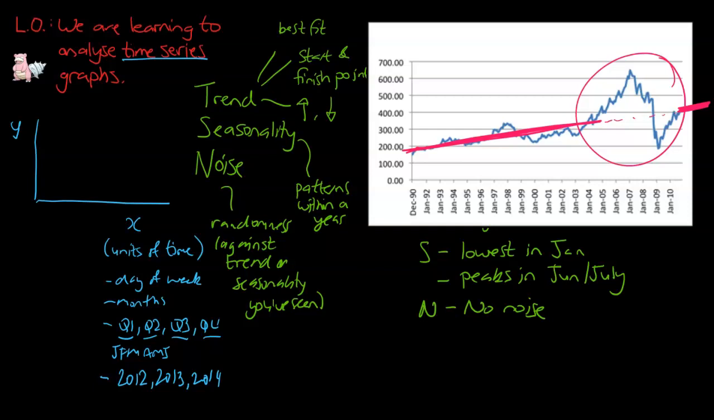So that's an example of noise, and we didn't have noise present in the Yellowstone National Park example that we looked at. So just going to delete this one to get back to our original graph.